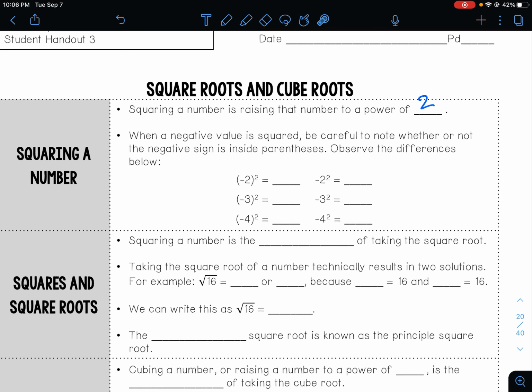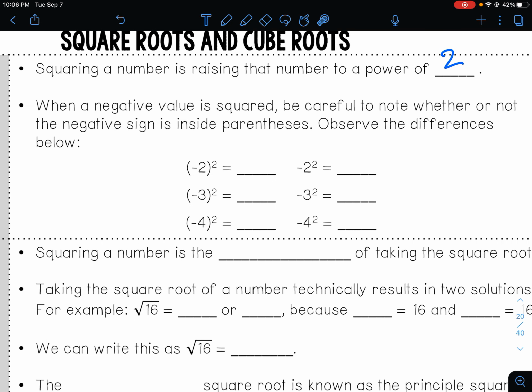Observe the differences below. So for example, when we've got negative 2 inside parentheses squared, what that means is negative 2 times negative 2, and that is 4. Notice it's positive. So negative 3 times negative 3 is 9. It's positive. Negative 4 times negative 4 is 16. Also positive.